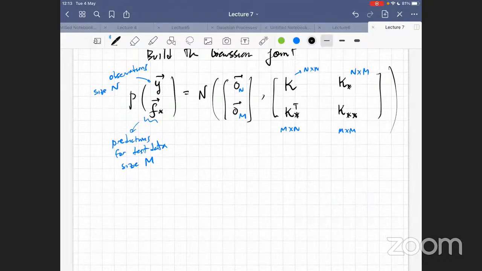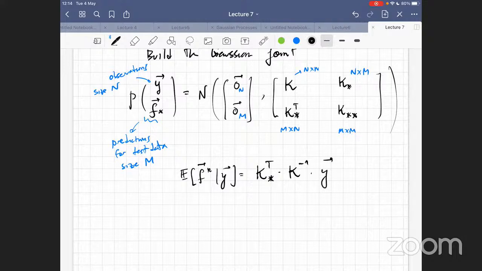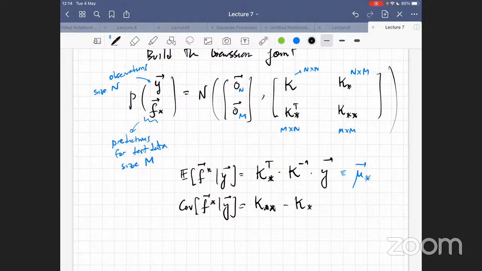If I apply these expressions, I get the mean of this collection of predictions given my observations, applying the same formula: k star transpose times the inverse of k times y. Let me rename this as mu star. And then the covariance is just k star star minus a term similar to the above, but multiplied instead by k star.